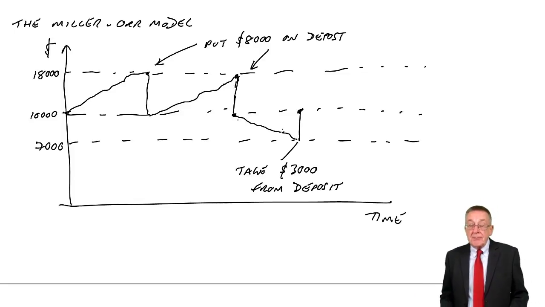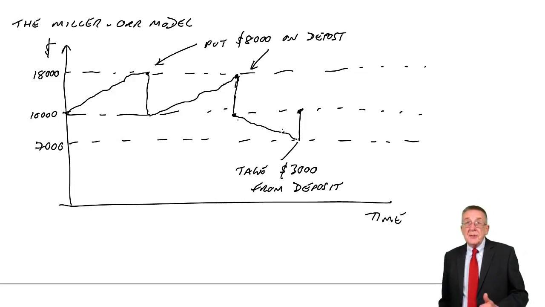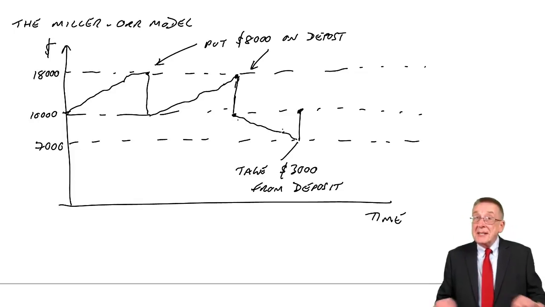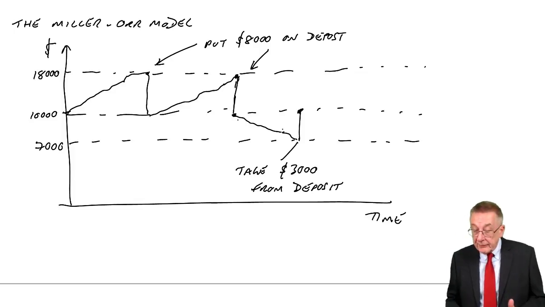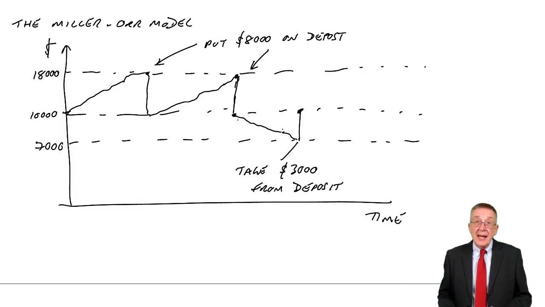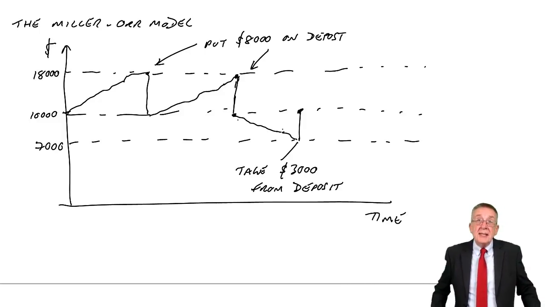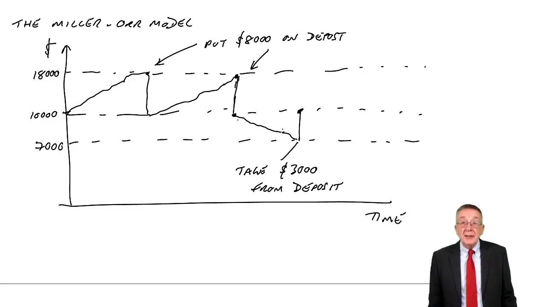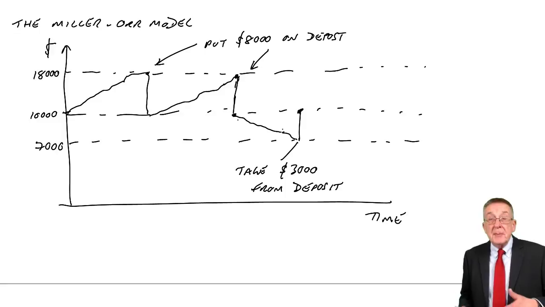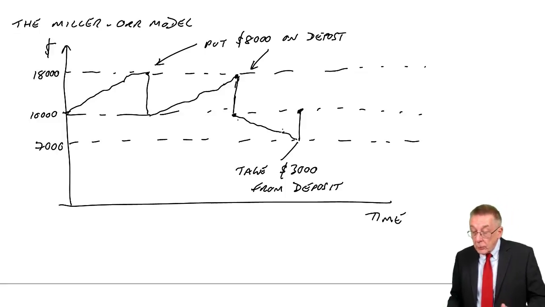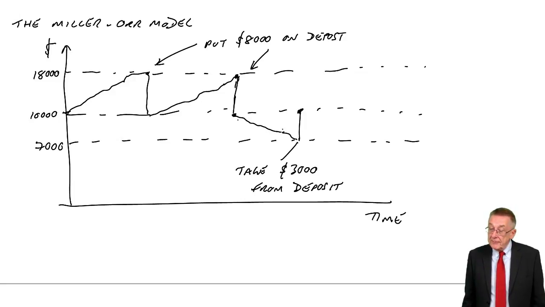I set these limits. If ever it hits 18,000, I put on deposit to go back to 10. If ever it gets as low as 7,000, I take back from deposit. Again, it goes back to 10. So I'm forever putting on deposit and taking away, which of course these days with internet banking is easy enough. Almost every day you could put money on deposit or take money off deposit. And in that way, you're making the best use of the money. You are earning interest.